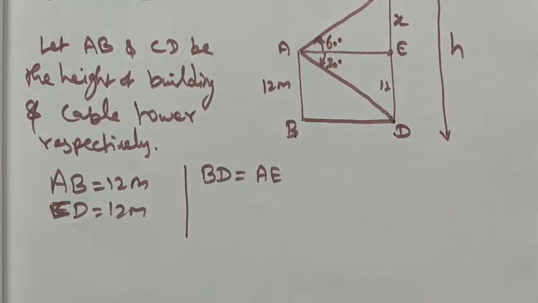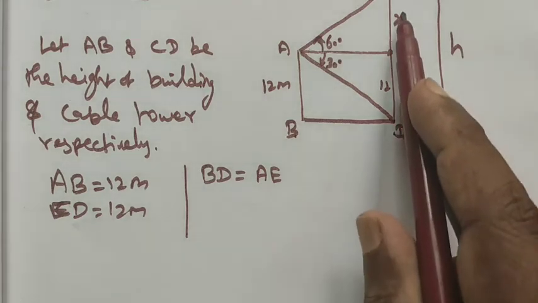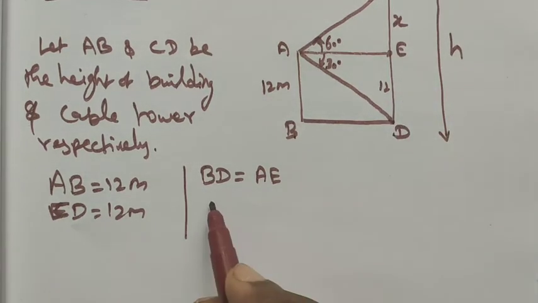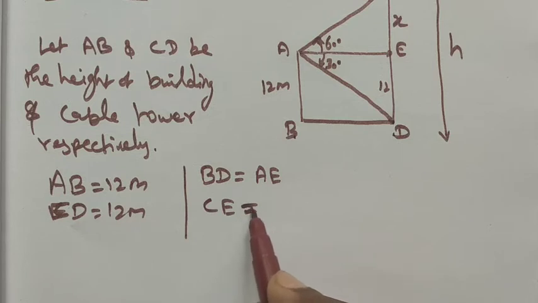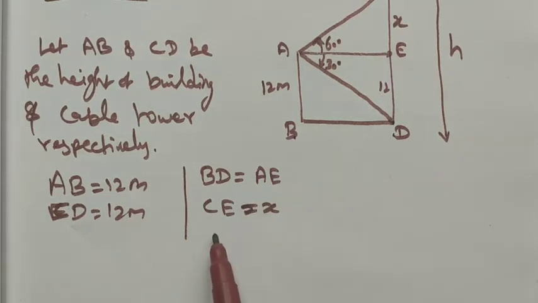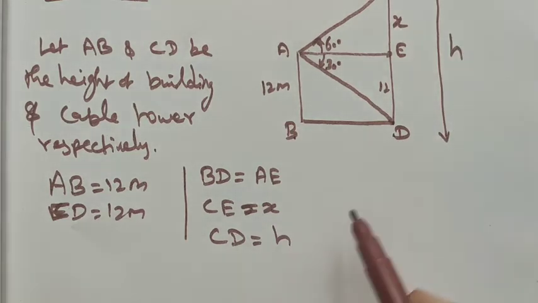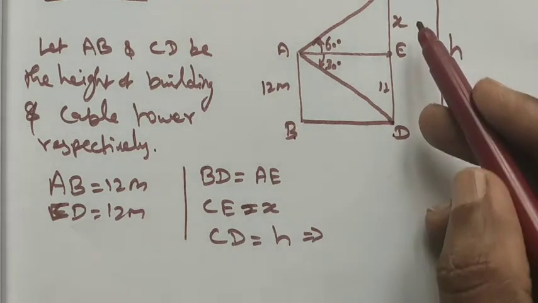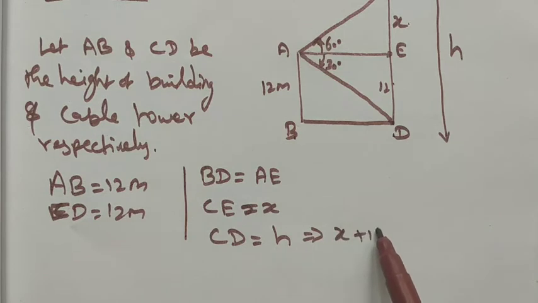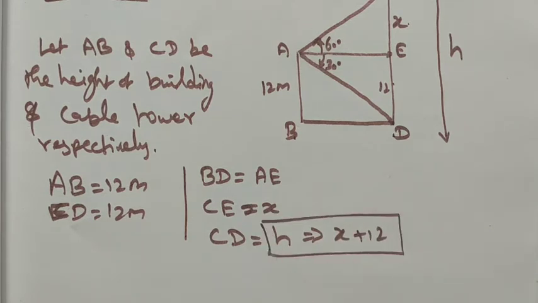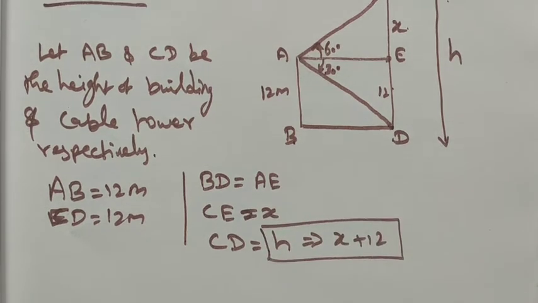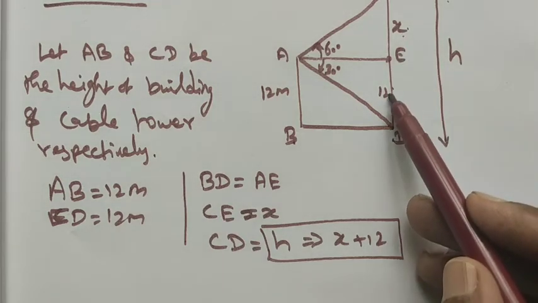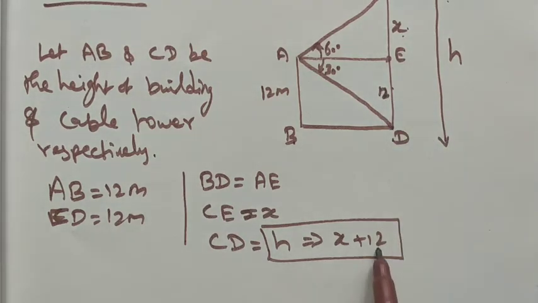Both are equal distance, and then let me take CE as X, and the total distance CD is H. H is nothing but X plus 12. The height of the tower is the height X plus the height of the building. X plus 12 is the total height of the tower.